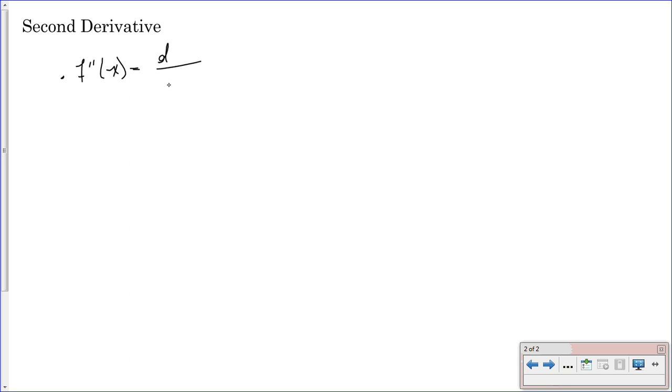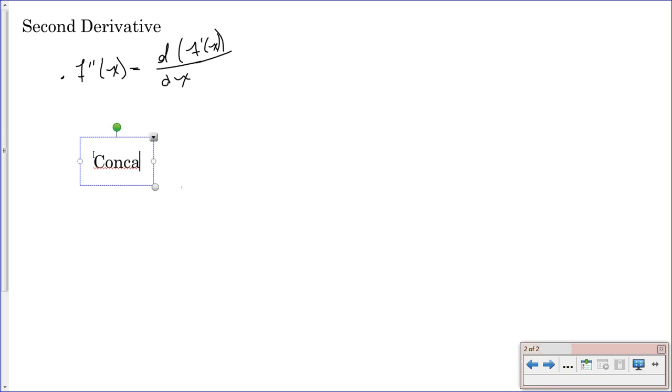remember the d over dx that I've shown you before? But now here it's going to be f prime of x. All right, so the derivative of the first derivative is the second derivative. Now what does this have to do with concavity?